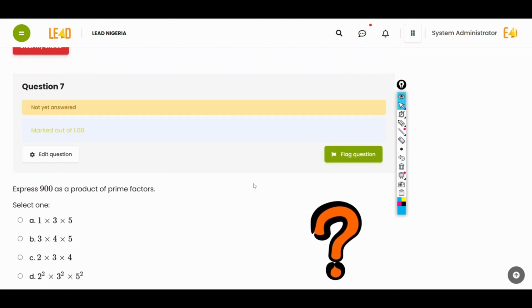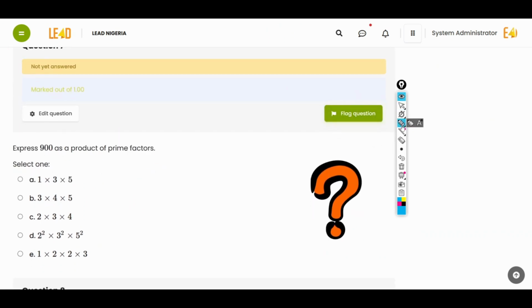Okay, moving on. We have question 7. All right, so for this question 7, I'm just going to do the splitting method here. 900. Let's split 900. I will get 30 times 30. Or you could use 100 times 9, whatever works. I can split 30 up. I will get 3 times 10.